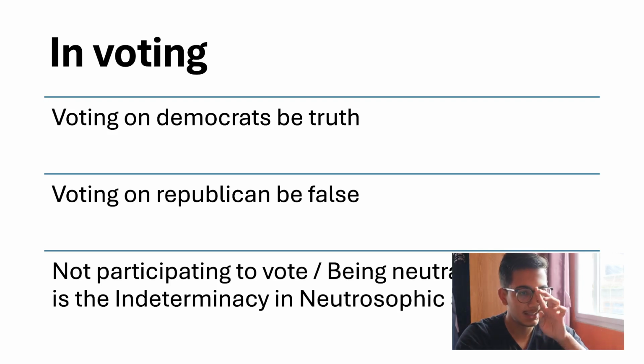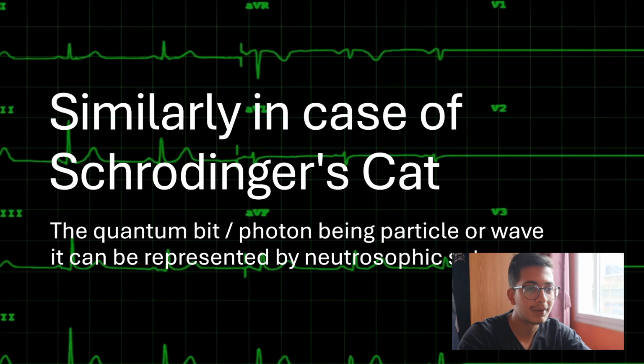Basically, the American election is close, right? Voting for Democrats can be considered as true. I'm not an actual Democrat, but I'm just giving an example here. Let voting Republican be false, then being neutral or not participating in voting itself can be determined as indeterminacy in the Neutrosophic set. That's what the neutral scenario is, right? This is one example of a Neutrosophic set.